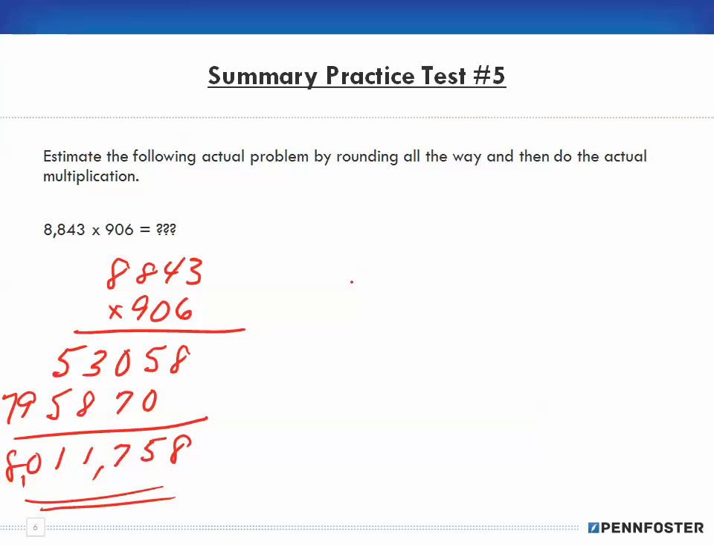Now it says estimate the following actual problem by rounding all the way. Well, if I have 8,800, the 8 in the 100 spot is greater than 5, so I'm going to round up. So I have 9,000. And 906 means 900 is less, so I'm going to round down. So that's 900.